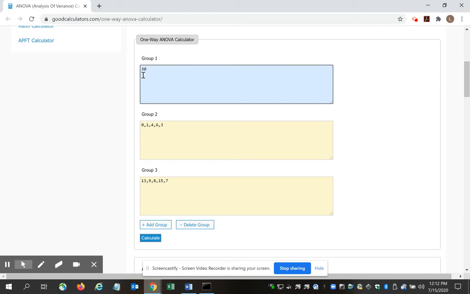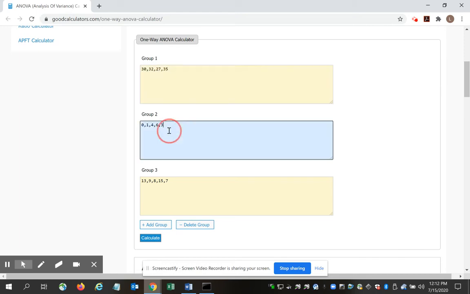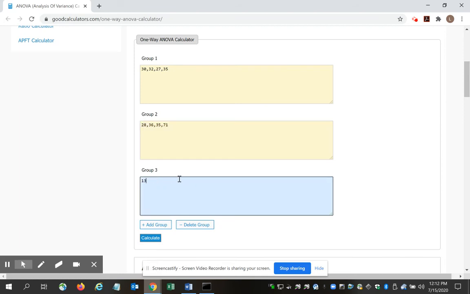So we do 30, comma, 32, comma, 27, comma, 35. That's the first group. Then I move to group 2. I click in the box, it turns blue. Okay, and I type 28, comma, 36, comma, 35, comma, 71. I click in the third box. Okay, again, it turns blue. Okay, I have 22, comma, 21, comma, 19, comma, 23.